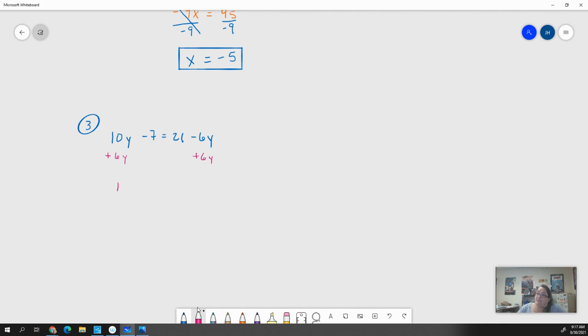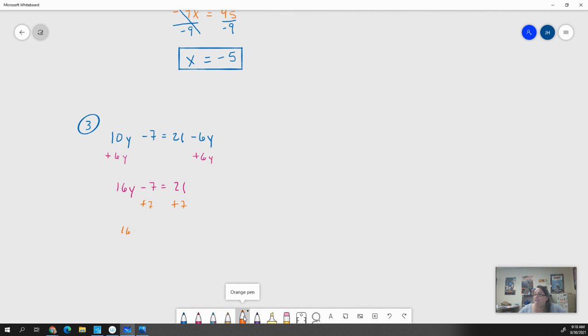6y plus 10y is 16y minus 7 equals 21. Minus 6y plus 6y is just 0, so that was the whole point, right? Was to get it to the other side. Now I can start undoing all the stuff that's being done to that y. And the first thing that I would start with is what's being added or subtracted to it. So in this case, we are going to add 7 to both sides.